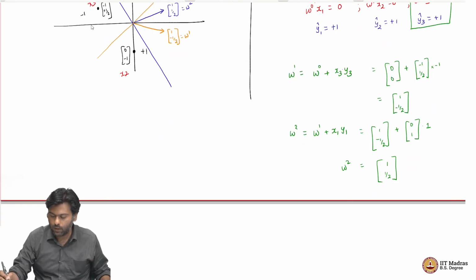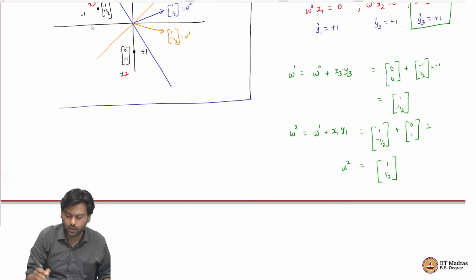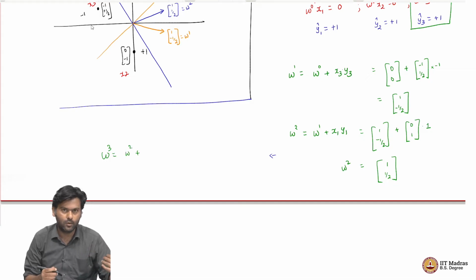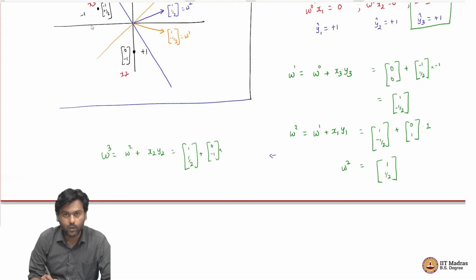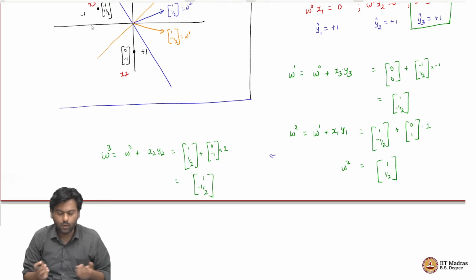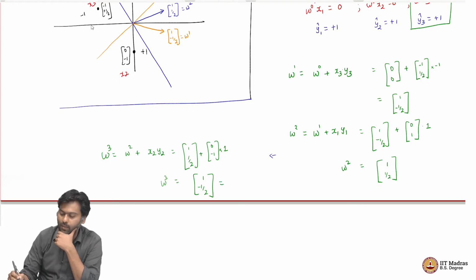So the Perceptron will make one more update, and that update will get me w3 as w2 plus x2 y2, because the mistake is with respect to x2. What is w2? w2 is 1, half, plus x2, in this case 0 minus 1, times the label corresponding to x2, which is 1. So the new updated thing would be 1 plus 0, and half plus minus 1, which is minus half. So w3 is 1, minus half, which is the same as w1.